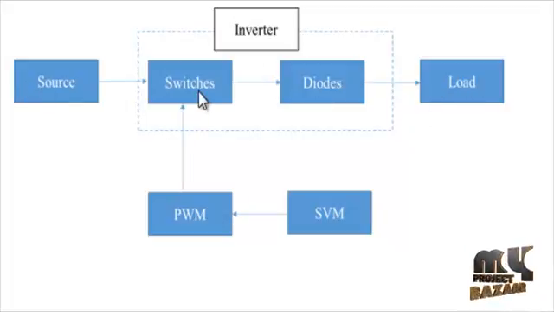The switches will be controlled by the pulse width modulation technique by the space vector modulation controller. Here the diodes help to convert the DC to AC output. Space vector modulation is one of the best techniques to control the pulses for the switches. The PWM generates the pulses based on the space vector modulation technique. It generates the pulses with high efficiency and reduces the harmonics of the output AC current in the multi-level inverter.